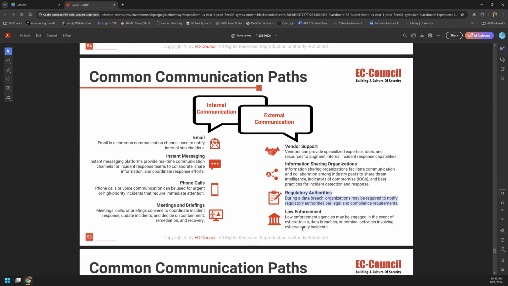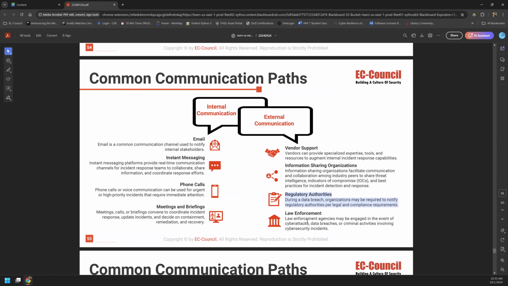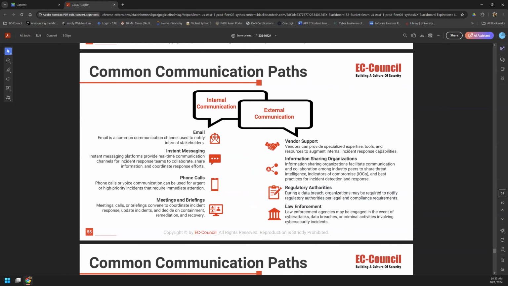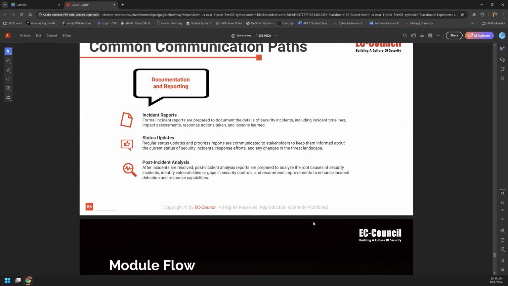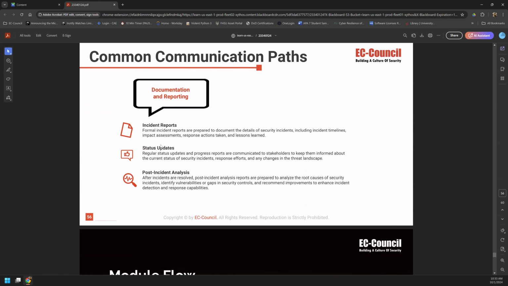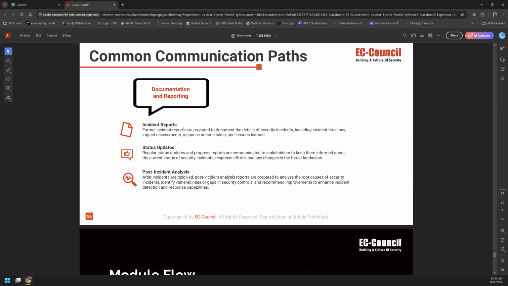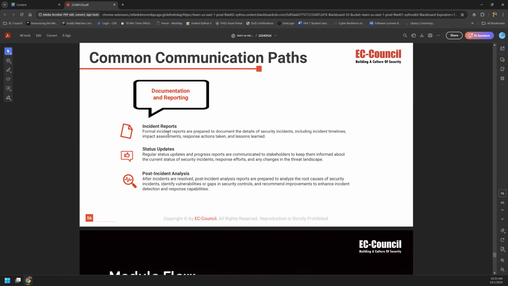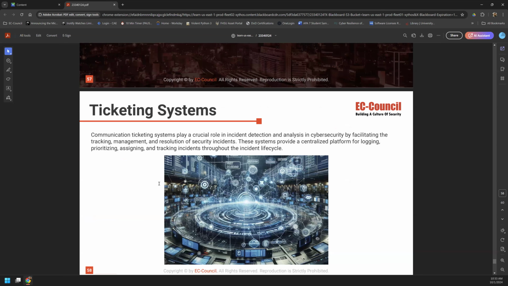And then law enforcement agencies may be engaged in the event of a cyber attack, data breach, or any kind of criminal activities involving cybersecurity incidents. This is particularly important in some cases with your cyber insurance policy, that you may want to activate law enforcement or not activate law enforcement for that. And then on your documentation and reporting, these are the incident responses, your status updates, and your post-incident analysis.